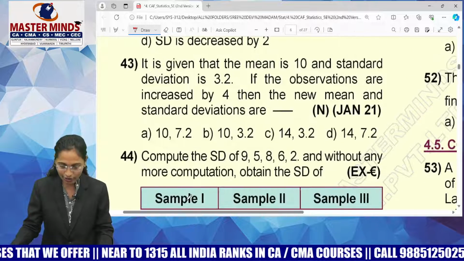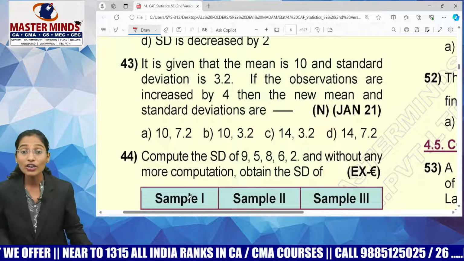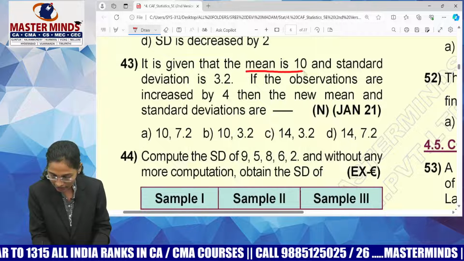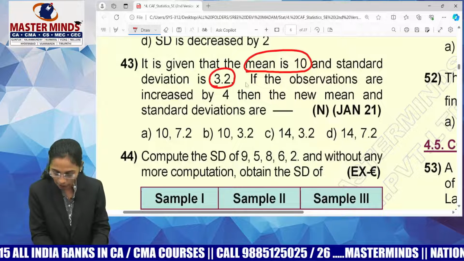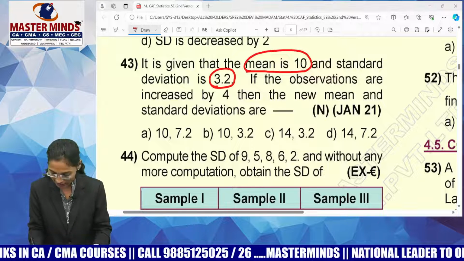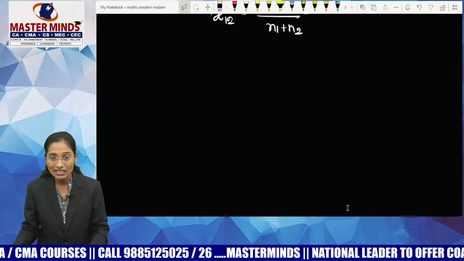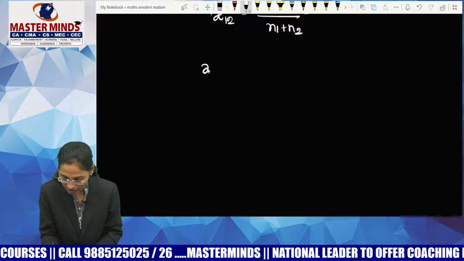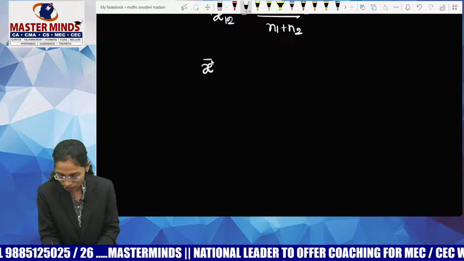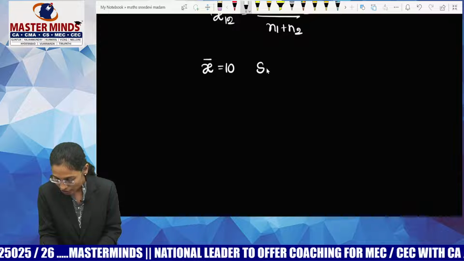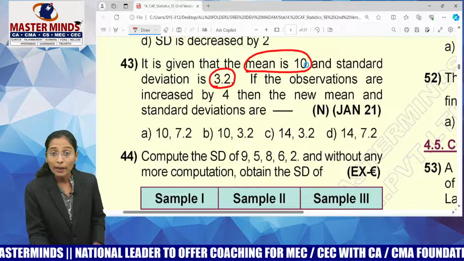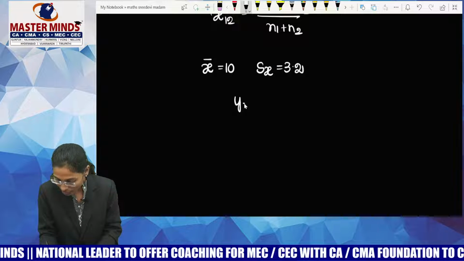Now let's have a look at the next MCQ. MCQ number 43. It is given that the mean is 10 and the standard deviation is 3.2. If the observations are increased by 4, means, guys, the mean of the X series is given to you. X bar equals 10 and standard deviation of X equals 3.2. There is a new series that is obtained by adding 4, means Y equals X plus 4.